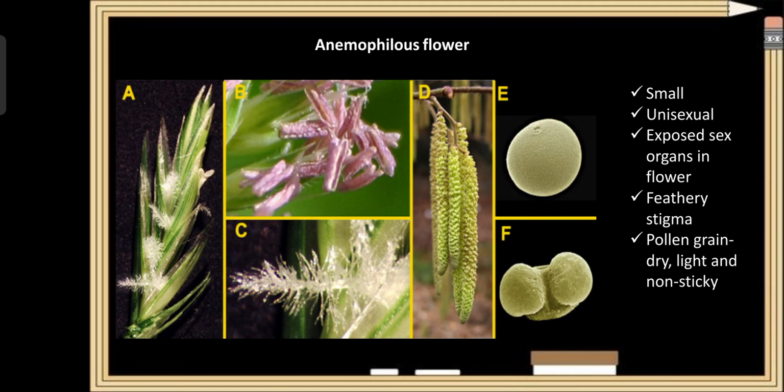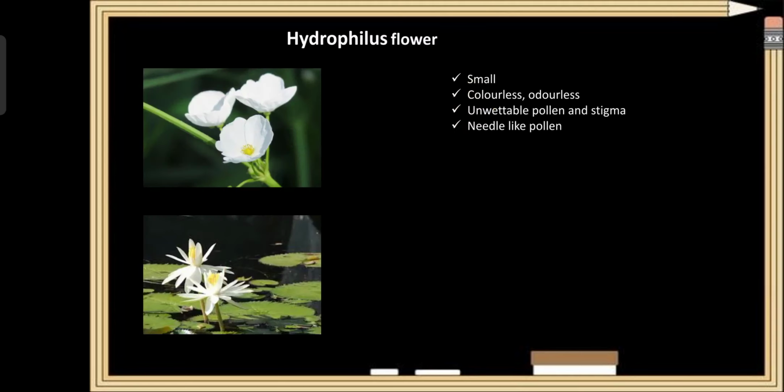So now let's discuss the nature of the hydrophilous flower. How does a hydrophilous flower look? The hydrophilous flowers are always small, colorless, odorless, and the pollen grains produced are unwettable, and even the stigma remains unwettable. And these pollen grains are long and needle-like to bring the pollination at a faster rate. So how does a hydrophilous flower look? They're small, colorless, odorless, with unwettable pollen grains and stigma, and they have needle-like pollen grains.